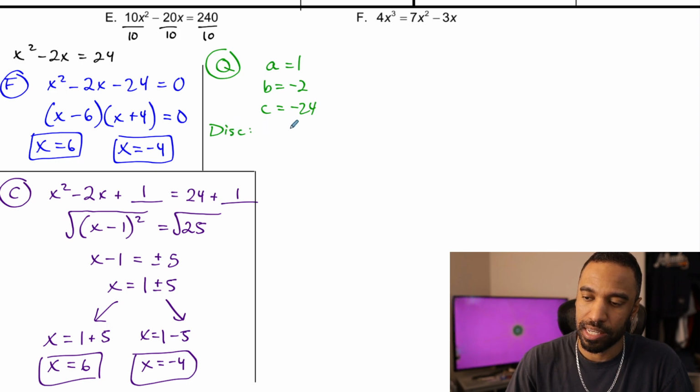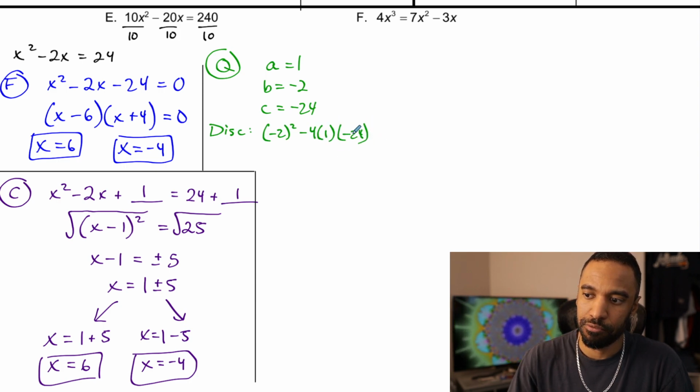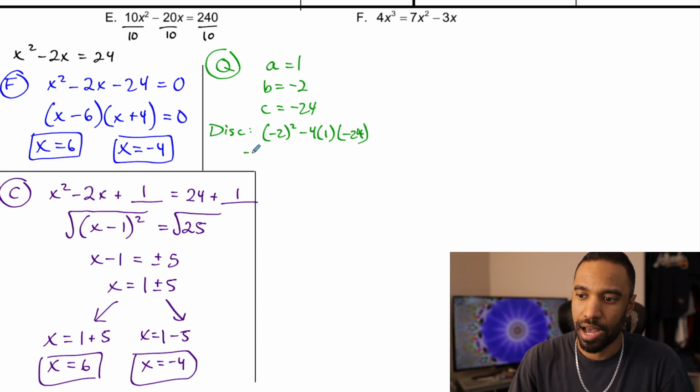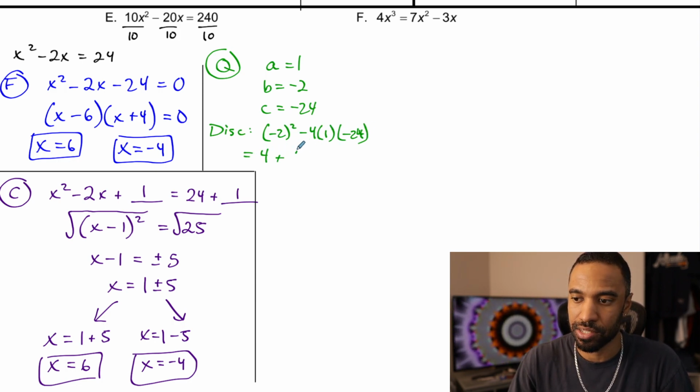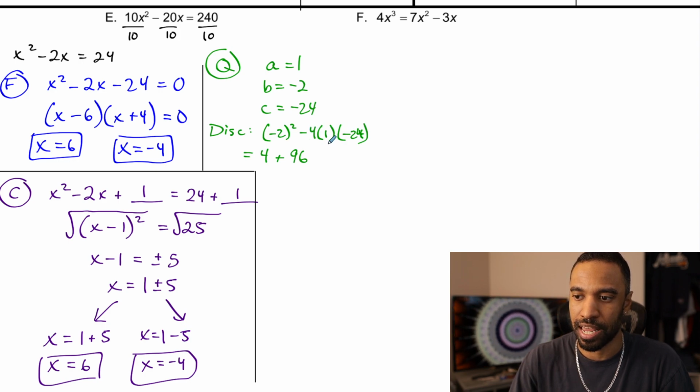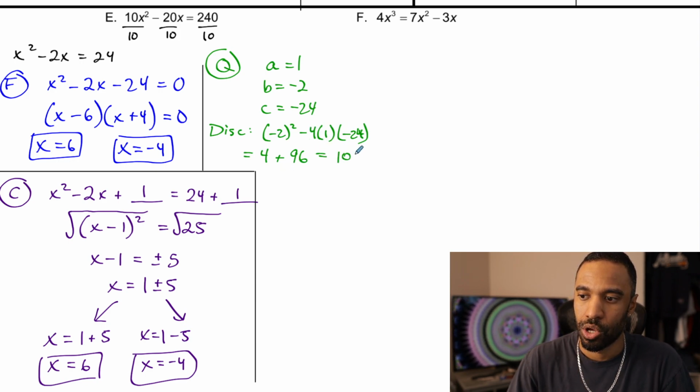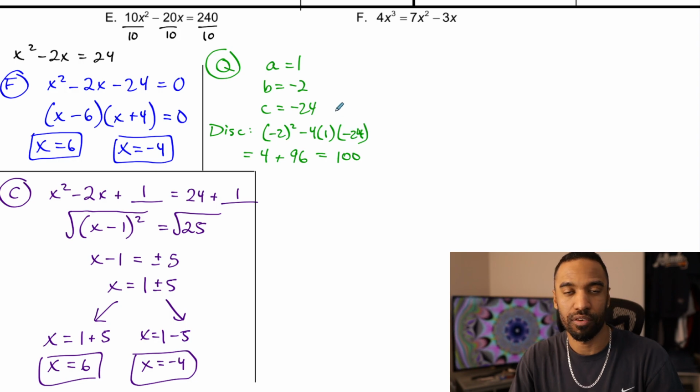My discriminant here, b squared minus 4ac, will give me a positive 4 plus 4 times 24, which I think is 96. And why is it plus? I'm subtracting the negative, and that's 100. We've seen that one before, guys. The square root of 100 is 10.